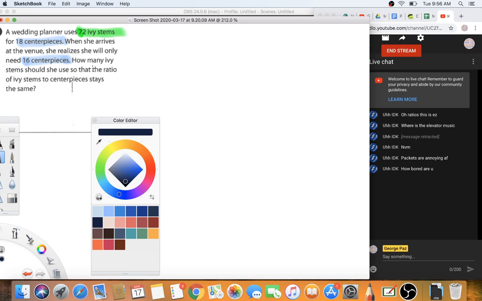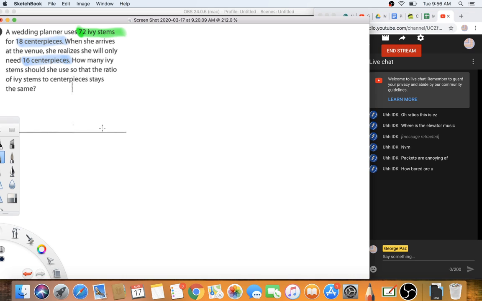Let's see. A wedding planner uses 72 ivy stems for 18 centerpieces. When she arrives at the venue, she realizes she will only need 16 centerpieces. How many ivy stems should she use so that the ratio of ivy stems to centerpieces stays the same? For this one, they just want to keep this original ratio together. Like this ratio, 72 to 18. 72 ivy to 18 centerpieces.